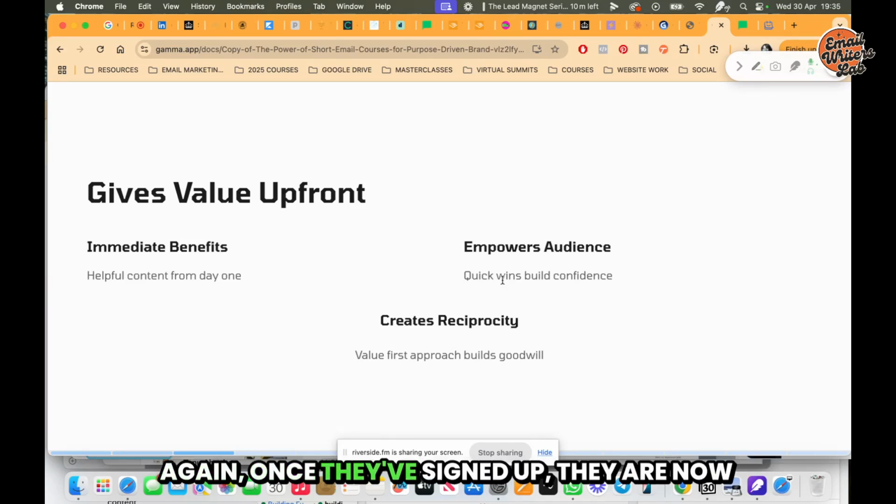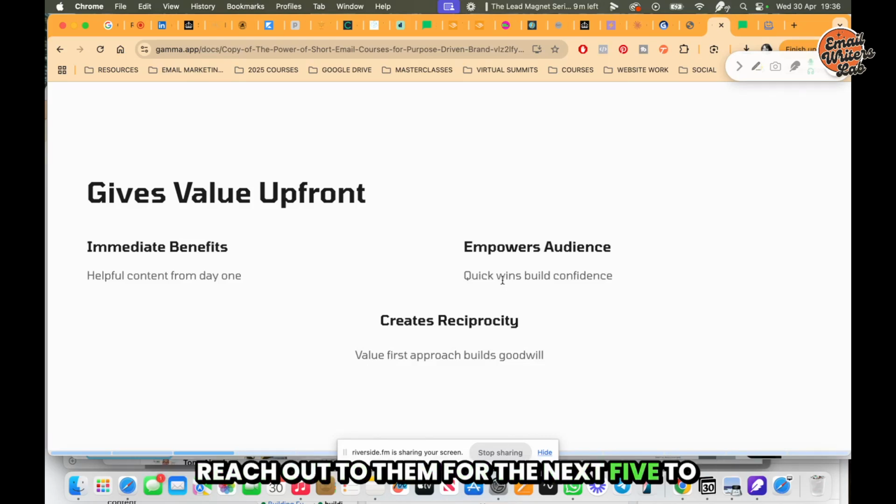Once they've signed up, they are now on your list. So it's almost like you have a captive audience, and you have the opportunity to reach out to them for the next 5 to 7 days, giving them this value, winning their confidence, and giving them some quick wins, like the one I just mentioned.